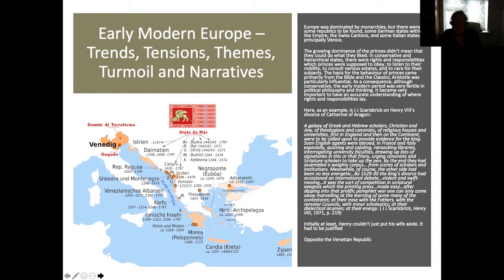Having said all that and emphasizing the power of these monarchs, it's very important to recognize that they couldn't do just what they liked. This was, as I say, a very conservative period, but it wasn't a period without political controversy. One of the things that tended to happen was that scholars would look into what were the exact rights of kings, what were the exact rights of princes, and what were the rights of estates.